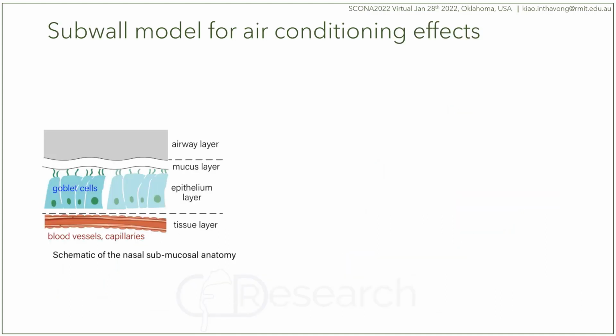The nasal submucosal anatomy can be represented with an underlying tissue layer with the blood vessels and capillaries which produce the core body temperature, a mucus and epithelium layer which contain the goblet cells, and the airway region itself. Simplifying the anatomy to a two-layer model, we assume that blood flow produces a constant temperature defined at the tissue and epithelium interface, and we have a second layer which is the air layer above it.